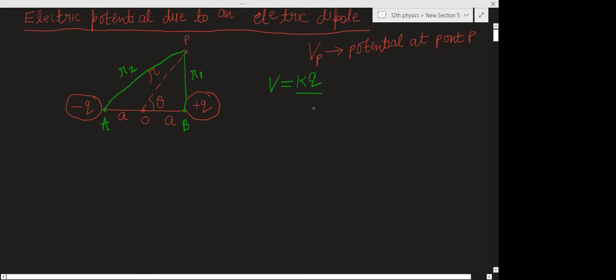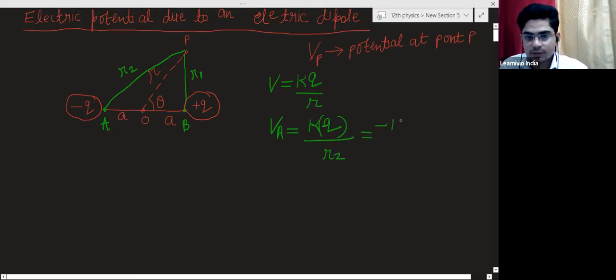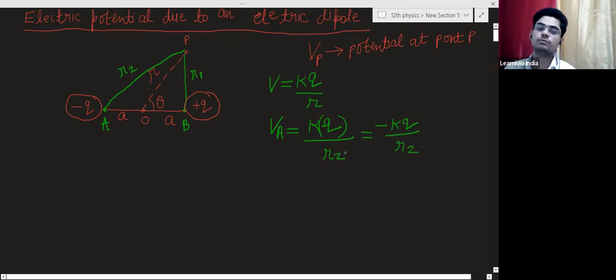And this is R. So we can apply here the potential due to the charge at A. I am representing VA as the potential due to the charge at A. That will be equal to K into Q, with a minus sign, since this charge is a negative charge, divided by R2. So what is the result? Minus KQ divided by R2.